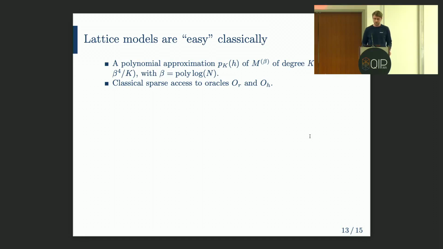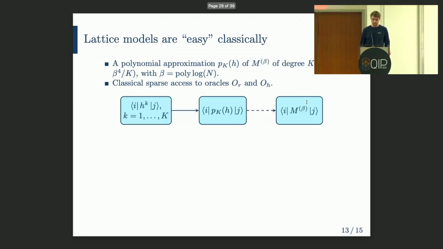So let's focus again on our example of estimating an entry of the thermal correlation matrix. We have constructed a polynomial approximation with an error that scales like beta to the 4th over k, where k is the degree of the polynomial. And we've said that for a quantum algorithm, we take beta as polylog n. In addition, we need classical sparse access to oracles OR and OH.